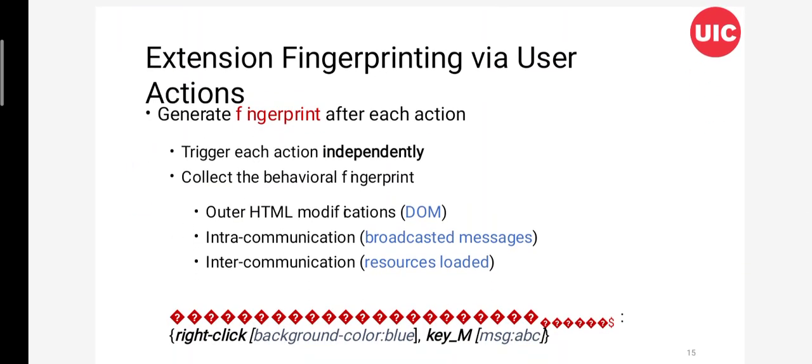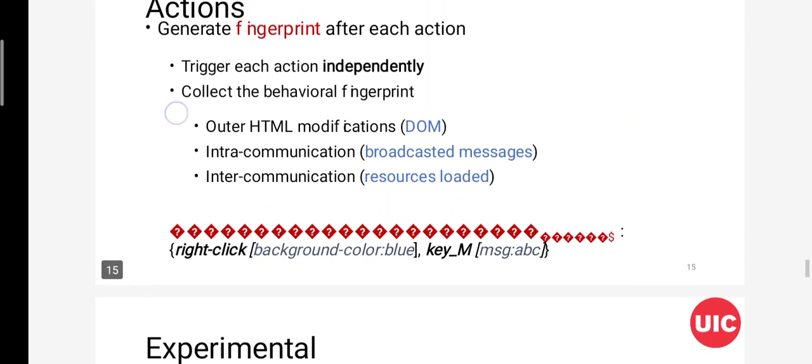Now, in extension fingerprinting via user action, we can generate a fingerprint after each action, which has the following points: trigger each action independently, and number two is collect the behavioral fingerprints. In collecting the behavioral fingerprint, we have the following points: number one is outer stream modification, which is also called DOM, number two is intra communication, broadcast messages, and third is inter communication, which is resource loaded.